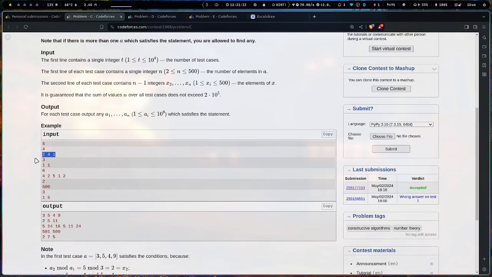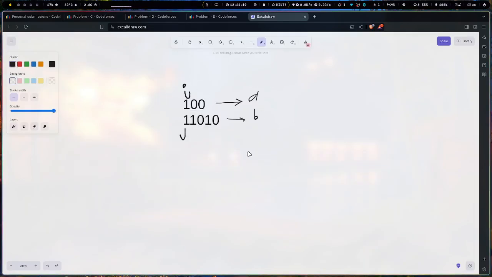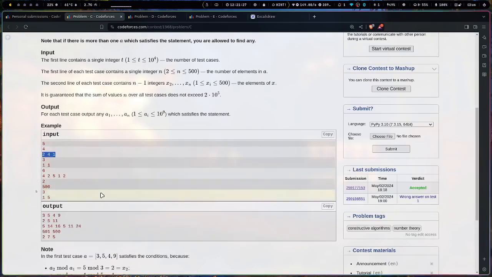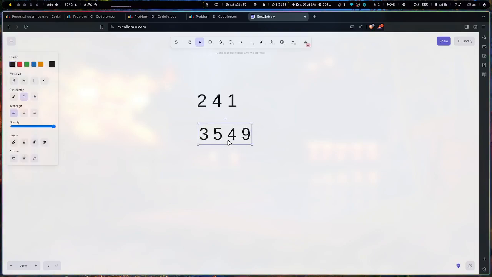We will understand this by taking an example. So this is an example, 2 4 1, and here is the solution. There can exist multiple solutions, but we are discussing this first, then we will discuss another solution also.